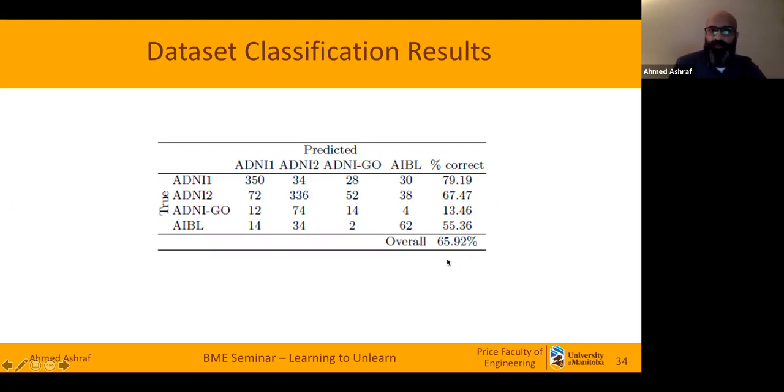But in general, overall, we were getting an average classification of about 66%, which is of course way better than chance if it's a 4-class problem. So that's a red flag. There is some indication that the collection of these data sets is somehow biased, although they are trying to study the same variable of interest, and try to balance the population groups as well.